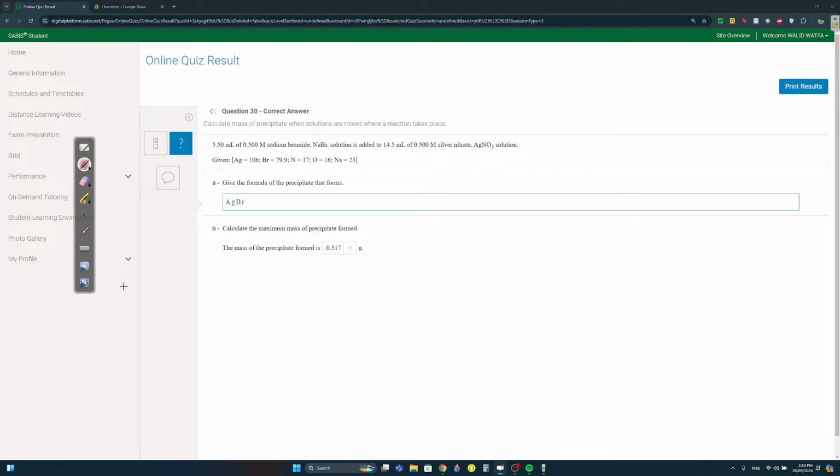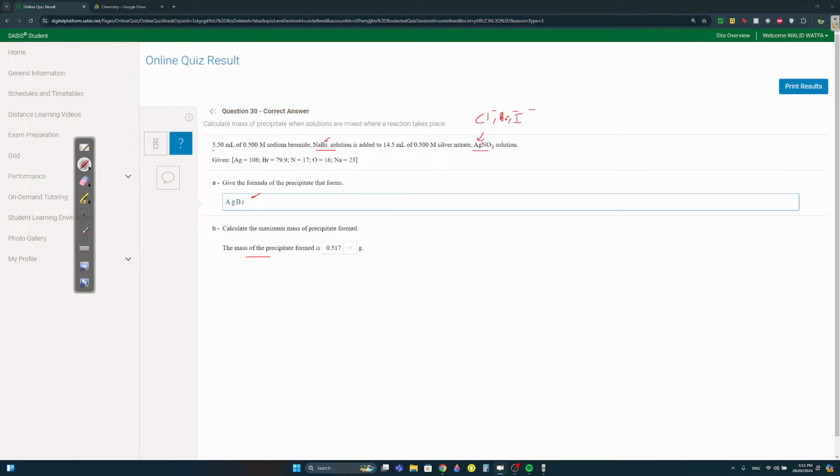So you see this type of exercise, they say 5.5 milliliters of 0.5 molar concentration NaBr is added to 14.5 milliliters of 0.5 molar concentration AgNO3. Give the formula of the precipitate that forms. Part A, nice and easy. What is the formula of the precipitate that forms? You have NaBr and you have AgNO3. AgNO3, remember, is used to test for Cl minus, Br minus, I minus, right? Now what do we have here? We have Br. So the Ag will mix with the Br, so you're going to get AgBr.